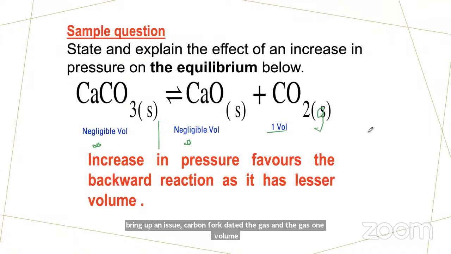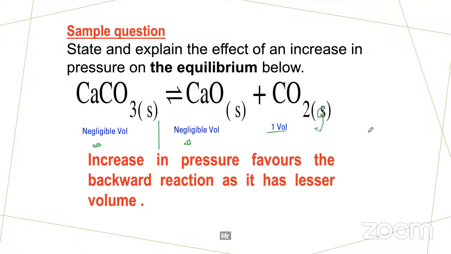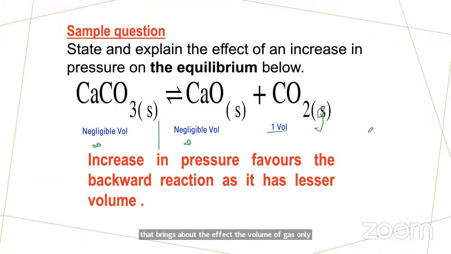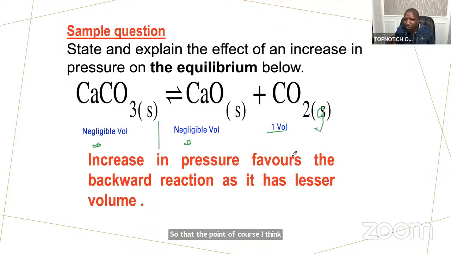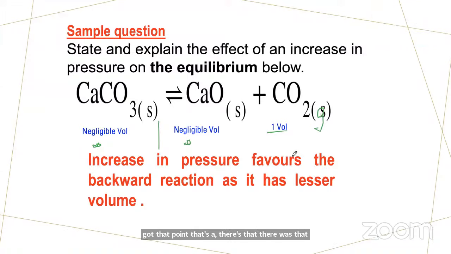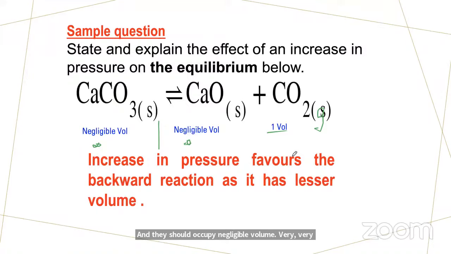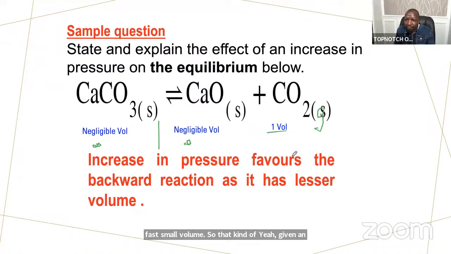Mr. Mbaluka, I have a question. Yes, go on. For such a reaction at equilibrium, should we be using volume only? For pressure, you only deal with volume, and the volume that brings about an effect is the volume of a gas only. So students, you have that point: carbon dioxide should be given as a gas, and all the others are solids that occupy negligible volume. If given an equilibrium and one of it is a gas, then pressure will have an effect. But if everything was a solid, there will be no effect.